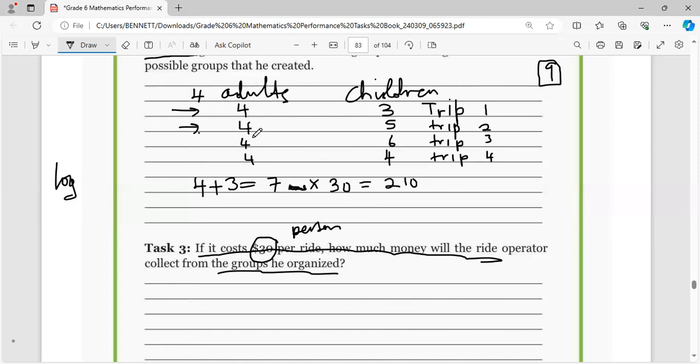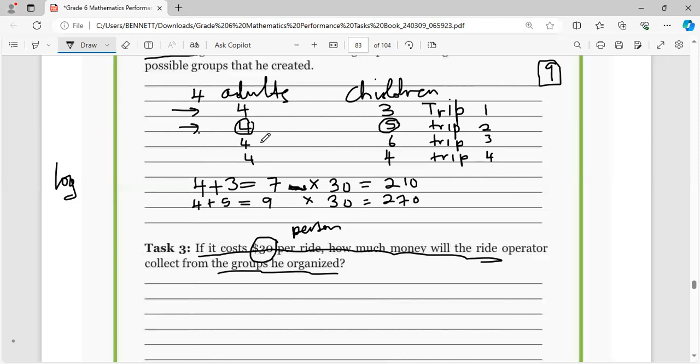So for trip 2, you have 4 adults and 5 children. How many persons in total? 9. Very good. So it's 9 persons. But guess what? Each person is going to pay how much? $30. So you multiply 9 times 30. That is going to be 270. And you continue like that.